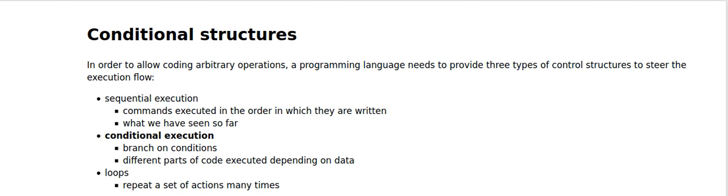Conditional structures are one of the three types of control structures that are required in any imperative language, which includes Python, in order to allow you to perform an arbitrary calculation, so to write a program to do anything you want. And the first of these control structures we've actually already seen, and that's sequential execution. Come to think of it, our programs so far consisted of instructions that we entered one after the other, and they were run exactly in that order.